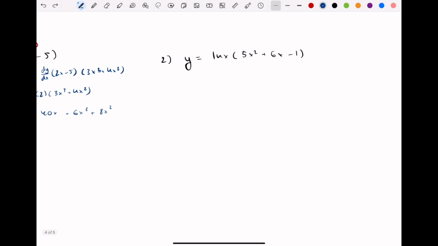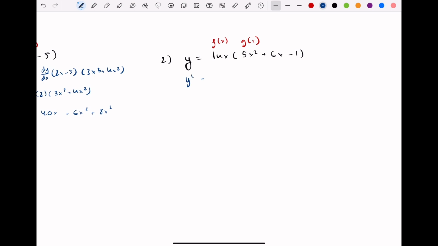We have here ln x times 5x squared plus 6x minus 1. And again, we can recognize that this function, y, is made up of two functions that are getting multiplied by each other, where, for example, f of x is ln of x, and g of x is going to be 5x squared plus 6x minus 1. So again, how do we deal with this?